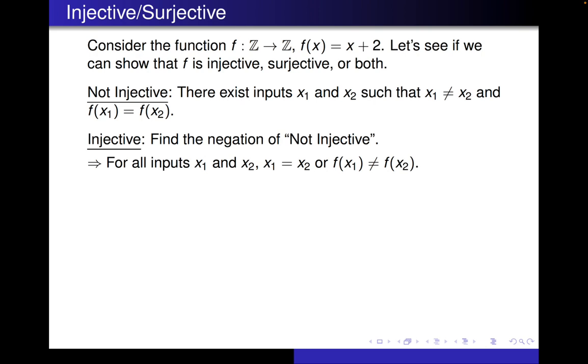First of all, it's going to be an or statement. We're going to use De Morgan's law. And we're also going to negate both of the individual statements. So x1 not equal to x2 becomes x1 equals x2. And then f of x1 equals f of x2 becomes f of x1 not equal to f of x2. So for all inputs x1 and x2, either x1 is equal to x2 or f of x1 is not equal to f of x2.